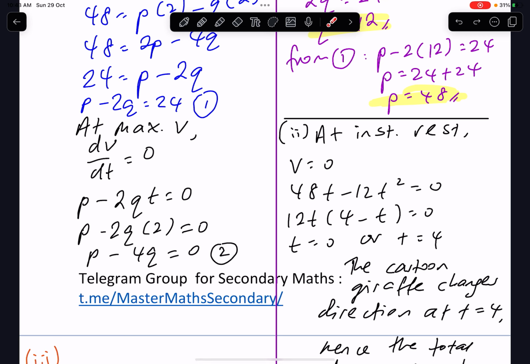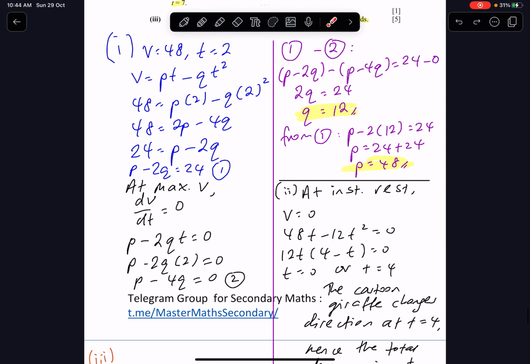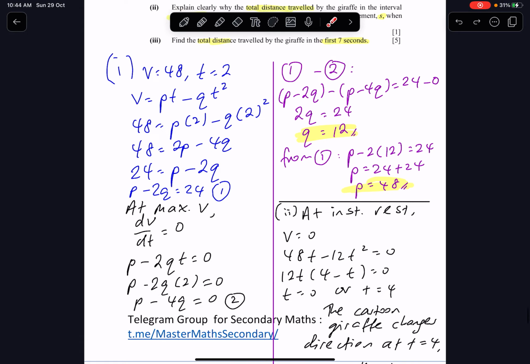Alright, and then we develop a second equation. We have a first equation, we have a second equation, and we can solve them simultaneously. We can take equation 1 minus 2 to eliminate p. So that's what we did here. 2q is just 24, q is just 12. Okay, this is shown. How do I find p? I can sub this into either equation. p is just 48.